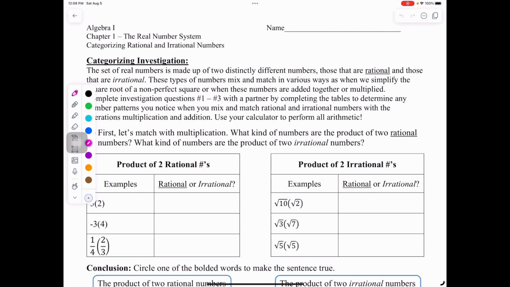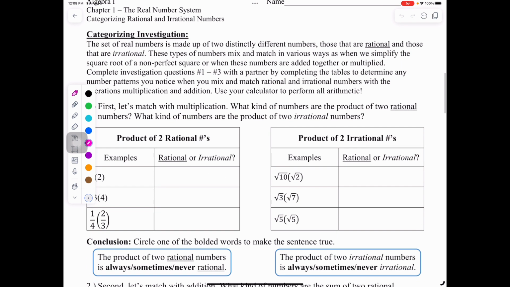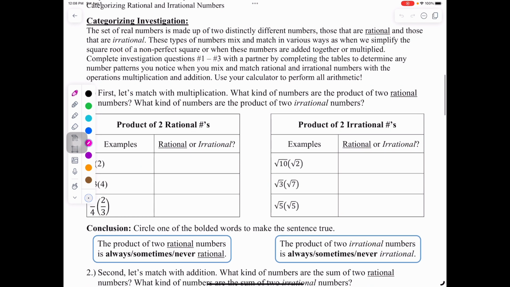These types of numbers mix and match in various ways, as when we simplify the square root of a non-perfect square, or when these numbers are added together and multiplied. What I'd like you to do is complete an investigation in questions number 1 through 3 with a partner. If you're watching this video, you may be doing this by yourself. You're going to complete the tables to determine any number patterns you notice when you mix and match rational and irrational numbers with the operations of multiplication and addition.